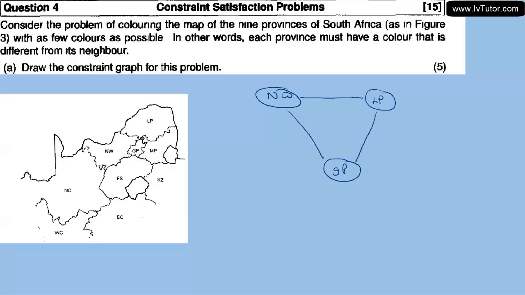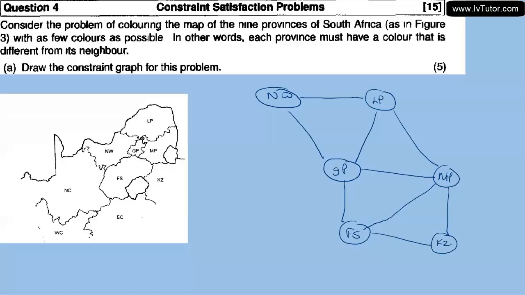Northwest is linked, Limpopo is linked. We have Mpumalanga here: Limpopo is linked, Gauteng is linked. We've got Free State here: Gauteng is linked, and Mpumalanga is linked. Then we have KZN here: Mpumalanga is linked, and Free State is linked. Somewhere here we've got Eastern Cape, linked to KZN and to Free State. And then we've got Western Cape and Northern Cape.